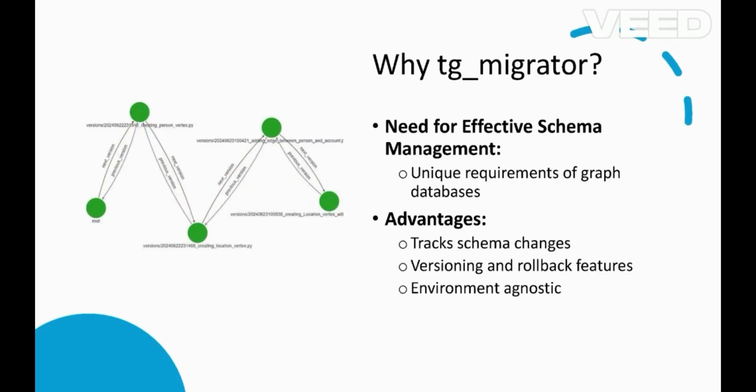Why do we need TG Migrator? Traditional SQL migration tools don't address the specific requirements of graph databases. TG Migrator fills this gap with several advantages. It tracks schema changes, providing a clear history of all modifications. It offers versioning and rollback features, allowing you to easily manage and revert the changes if necessary. It's environment agnostic, which means it works seamlessly across development, testing, and production environments.